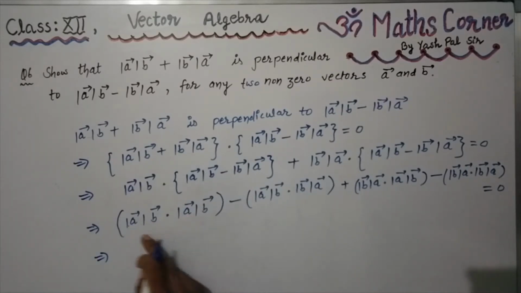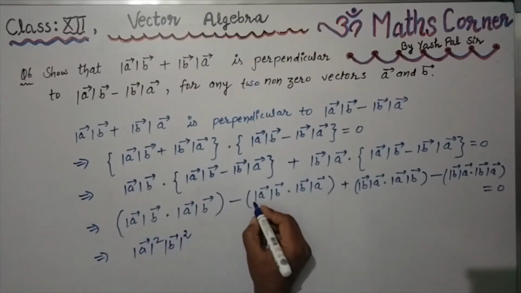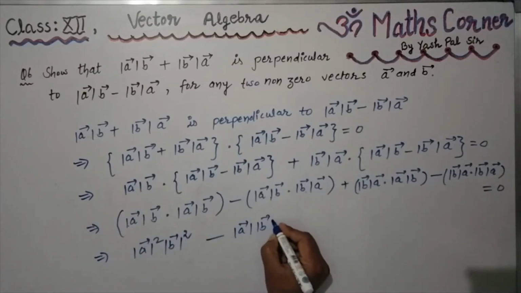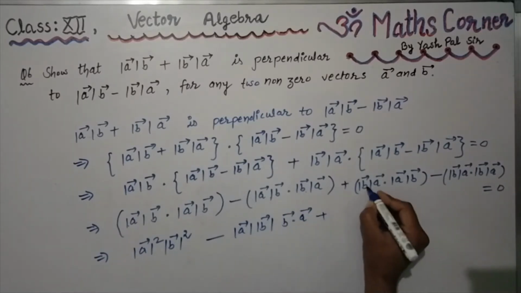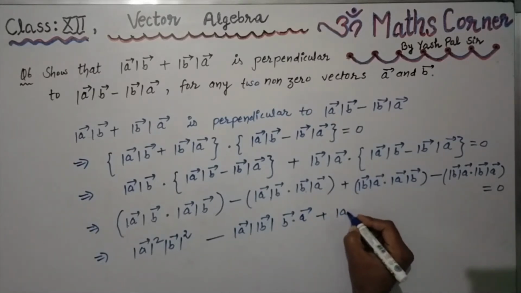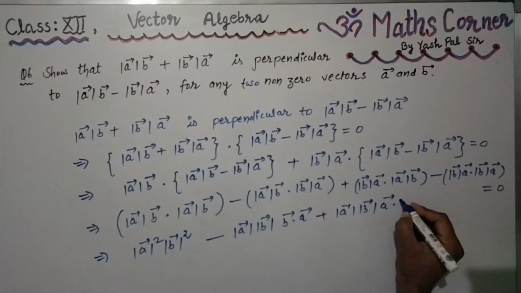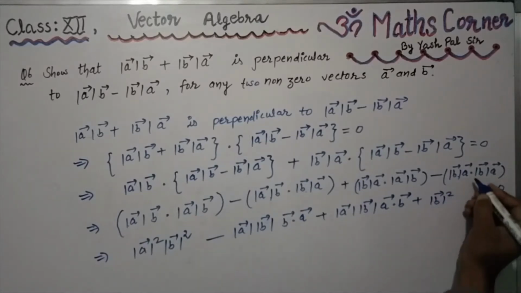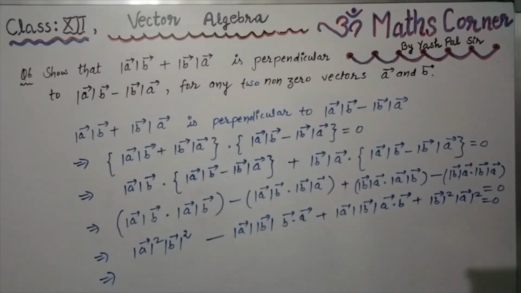Now again we can write this as magnitude of A into magnitude of A, which is magnitude of A whole square, B dot B, B dot B means magnitude of B whole square, minus magnitude of A into magnitude of B, here B dot A, plus magnitude of B into magnitude of A, that is we write it as magnitude of A into magnitude of B into A dot B, plus magnitude of B into magnitude of B is magnitude of B whole square, A dot A is also magnitude of A whole square, is equal to 0.